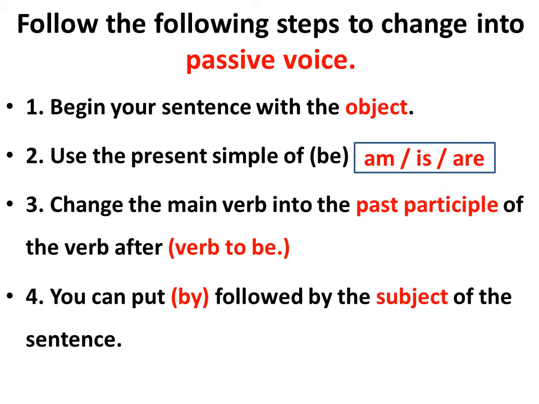Step four, you can put the word by followed by the subject of the sentence, okay? Let's read them again. Step one, begin your sentence with the object, okay? Step two, we use the present simple of be, which is am, is, are. Step three, we change the main verb into the past participle and we write it after verb to be, after am, is, or are. Step four, we can put the word by followed by the subject of the sentence. Okay?